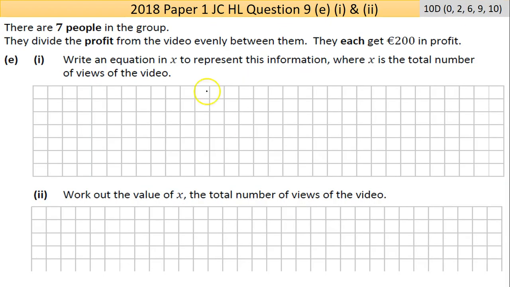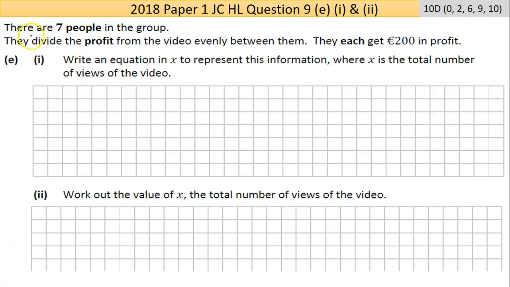Now, there's a part E. These two parts are marked together. They're worth 10 marks in total. There are 7 people in the group. They divide the profit from the video evenly between them. They each get 200 in profit. Write an expression in X to represent this information, where X is the total number of views of the video.